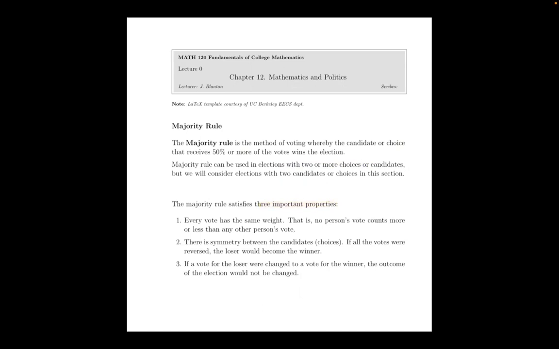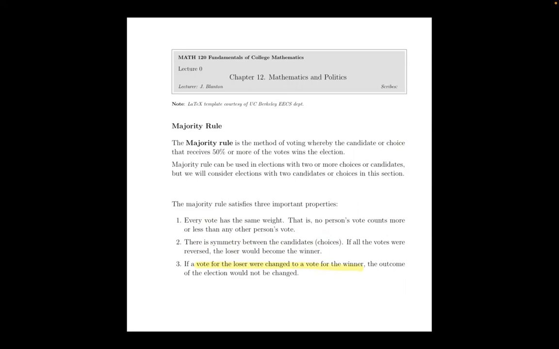The first is that every vote has the same weight. In other words, no person's vote counts more than anybody else's. There's symmetry between the candidates. If we reversed all the results, then the winner would become the loser and the loser would become the winner. This is particularly clear if we're just thinking about an election between two candidates. And then if a vote for the loser were changed to a vote for the winner, the outcome of the election would not be changed.